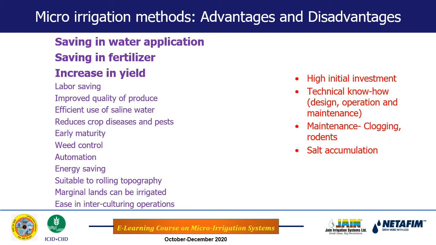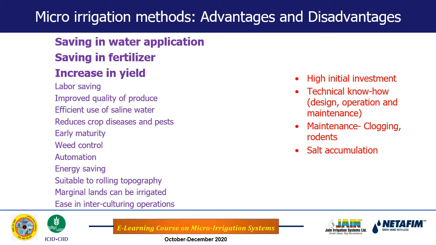Then, saving in fertilizer actually. Fertilizer nutrients have to be applied for better growth of the plant, for better productivity. Then there is a saving in fertilizer as well. So you may wonder why there is saving in fertilizer. Because you know that when we apply fertilizer, we have to apply it with water, because fertilizers dissolve in water, and as water moves in the root zone, fertilizer will also move.